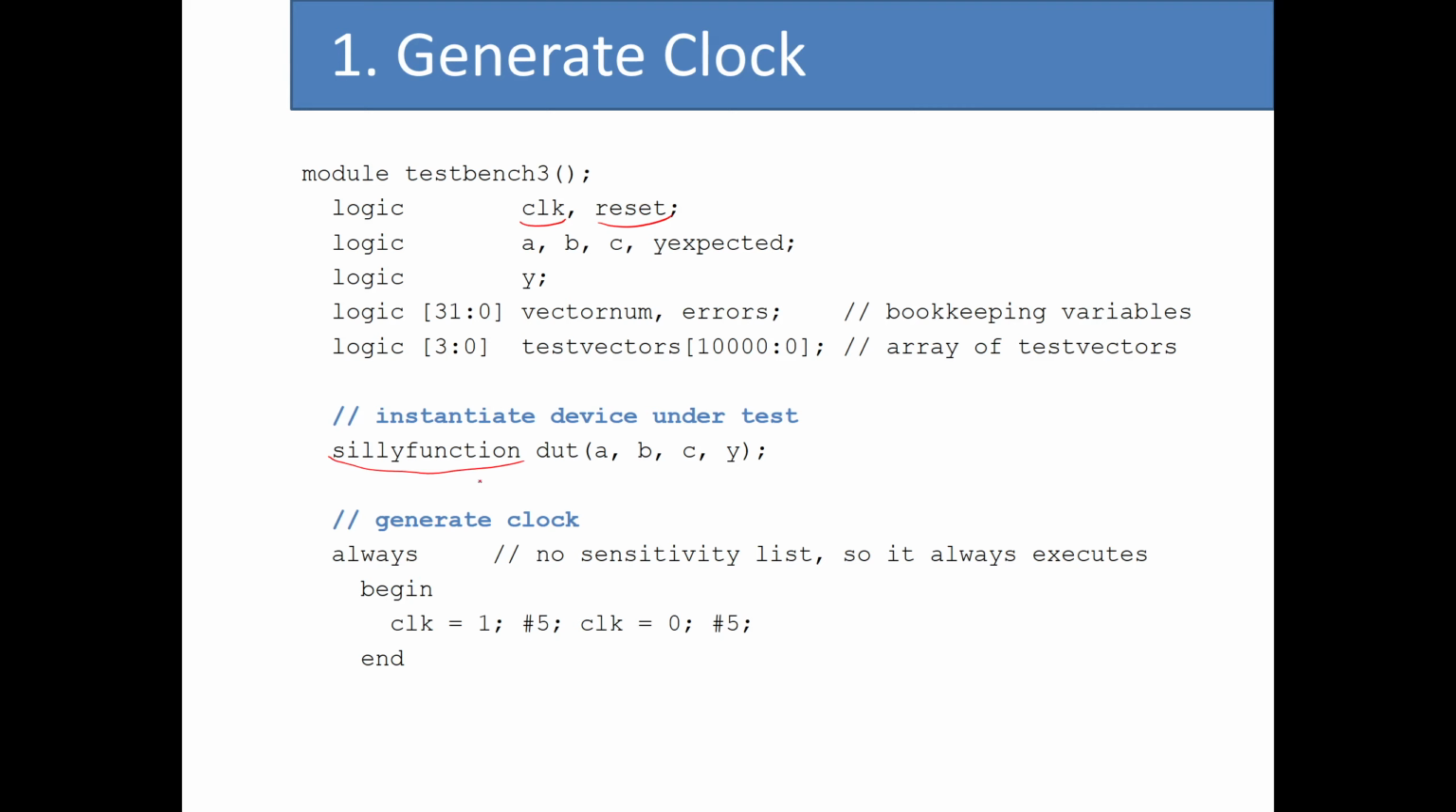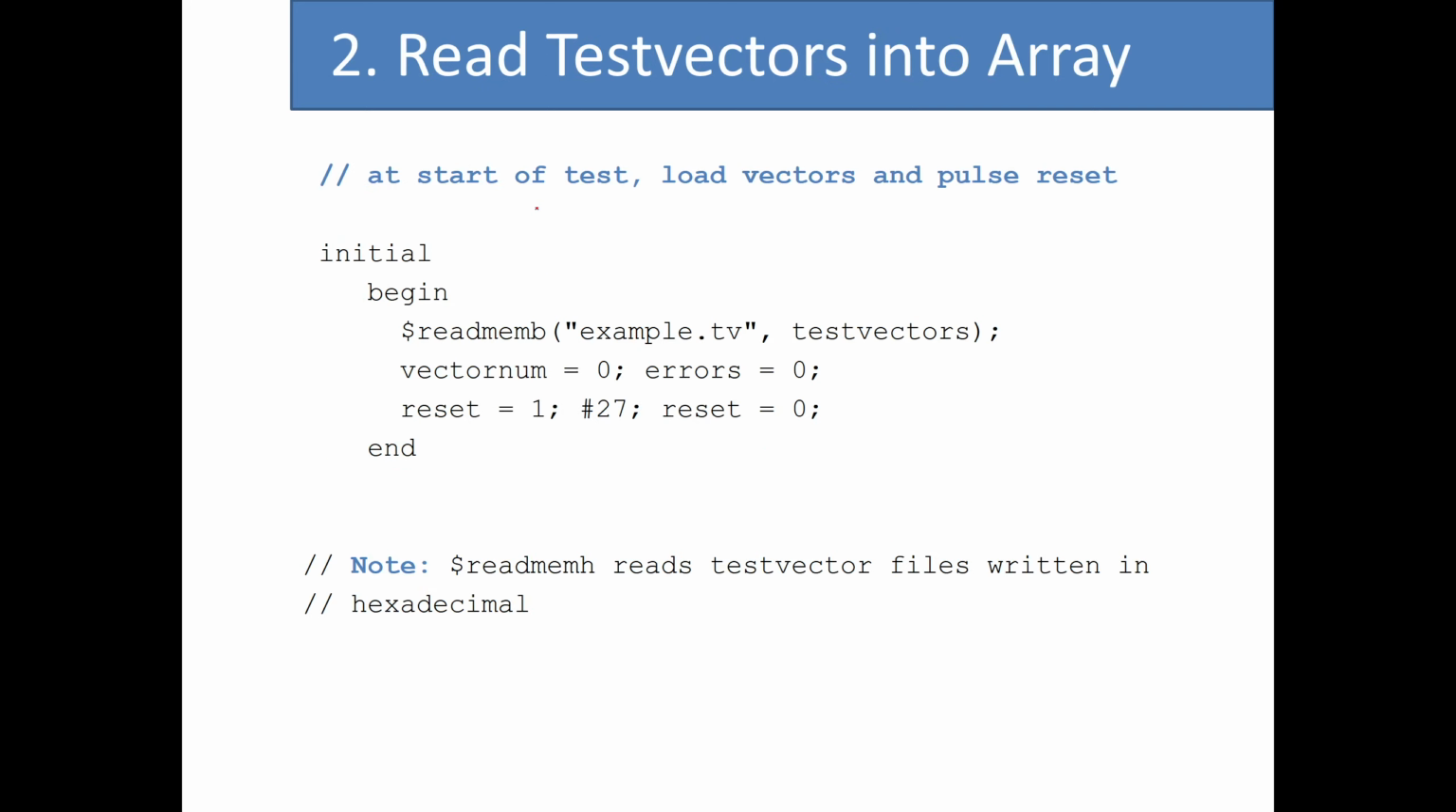So to generate the clock, we use an always statement. Since there is no sensitivity list, this process executes always. What it does is that it executes this statement, which says make the clock 1, wait for 5 units of time, and then make the clock 0, and then wait again for 5 units of time. So this process is going to be repeated indefinitely as long as you run the Testbench module.